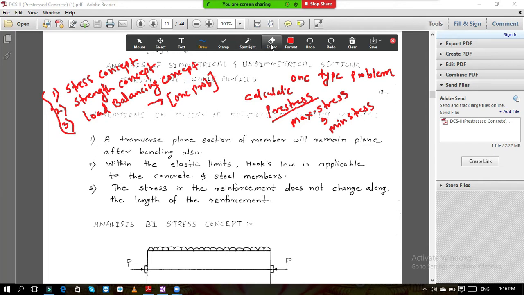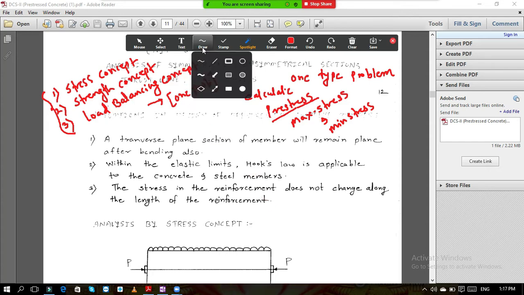Okay, so for this purpose, now we will see some assumptions that are made before moving to this. These assumptions are also known to you very well. We have already made them while learning the earlier topics. A transverse plane section of the member will remain plane after the bending also. Within the elastic limit, Hooke's law is applicable to the concrete and steel members, that is stress is directly proportional to strain. Stress in the reinforcement does not change along the length of the reinforcement.